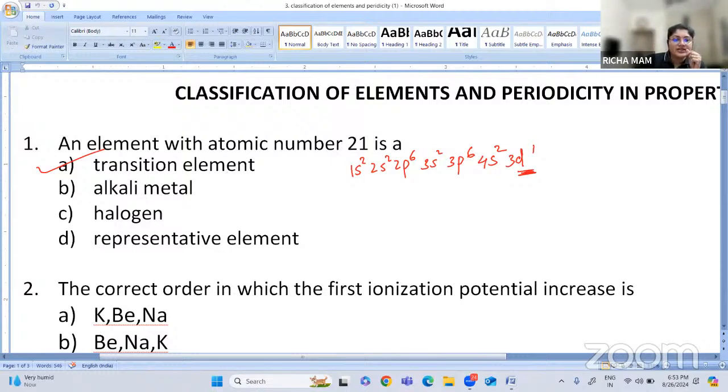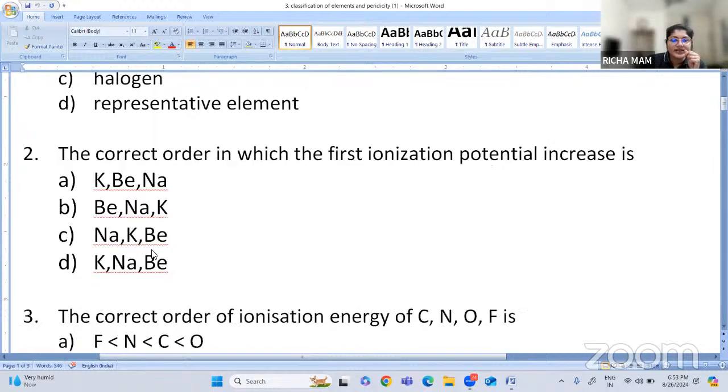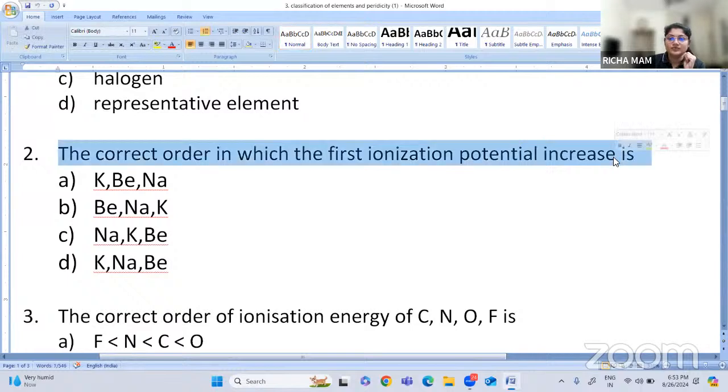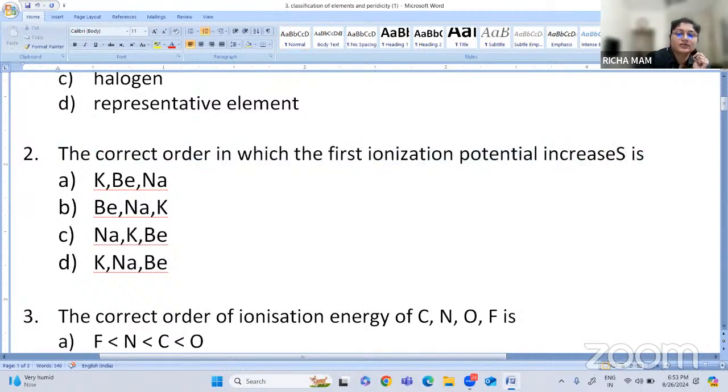We'll start again. Next question. The correct order in which the first ionization potential increases is... Yes, we have seen the ionization potential, how it increases and how it decreases.